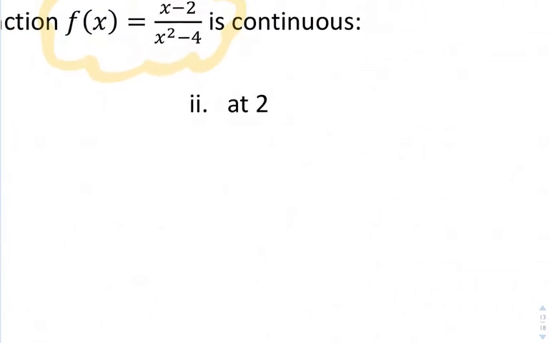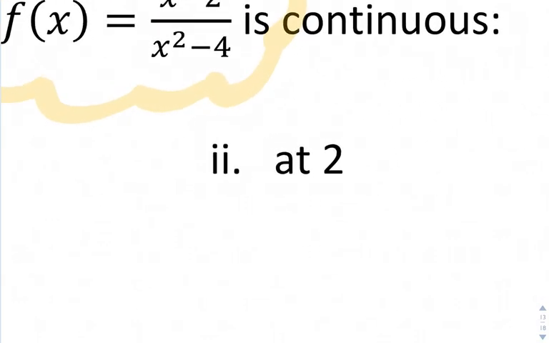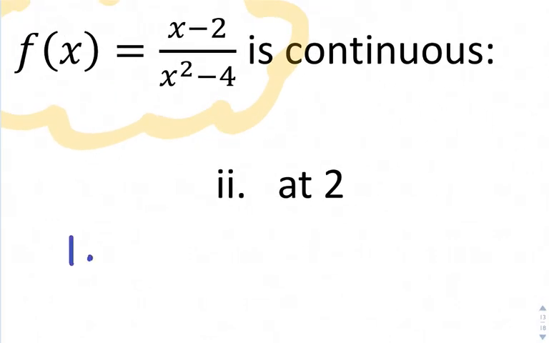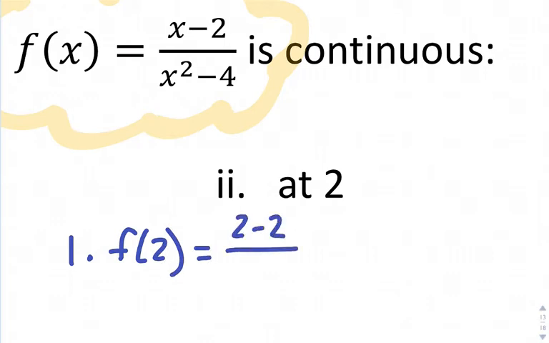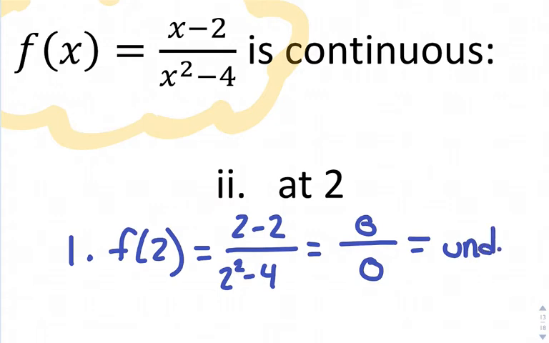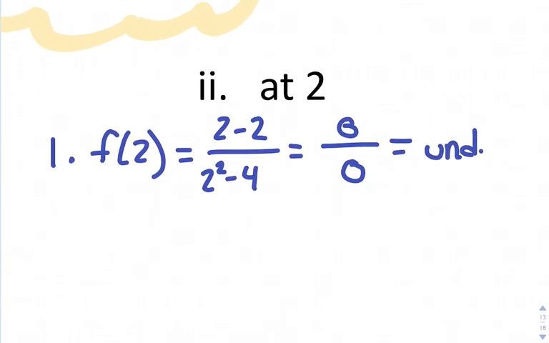Let's look at part 2. So it's saying at 2. So first step, I'm going to plug in 2. I get 2 minus 2 over 2 squared minus 4. So I would get 0. 2 squared is 4. 4 minus 4 is 0. So again, that's undefined, which means I know it's not continuous, but just to double check, I'm going to do the limit now.